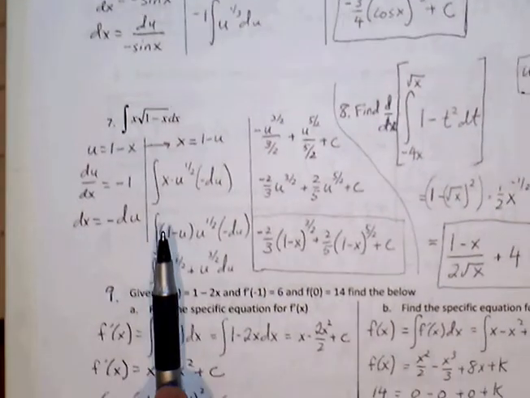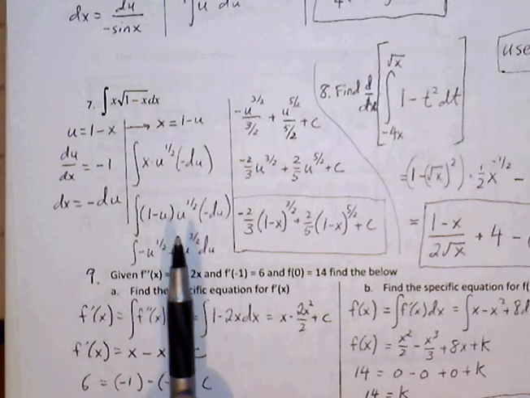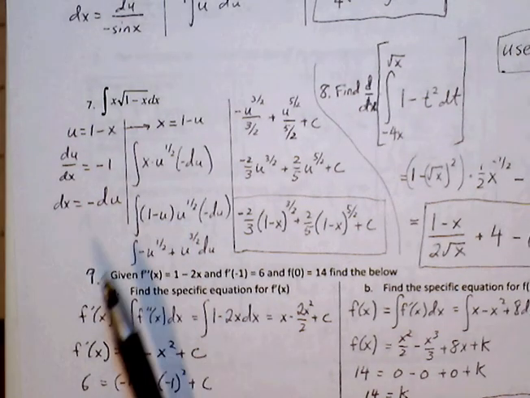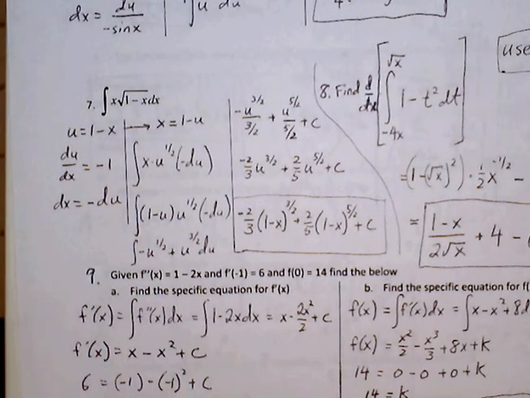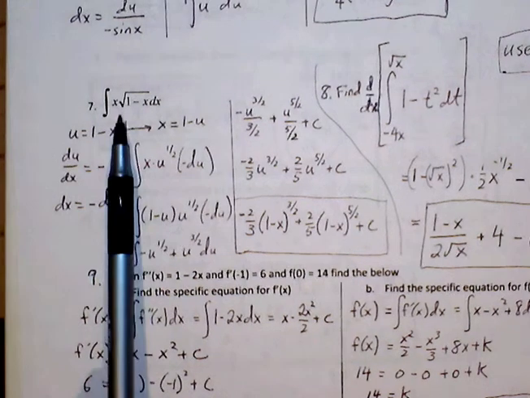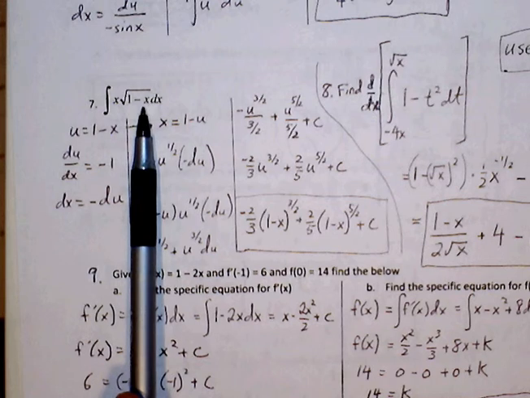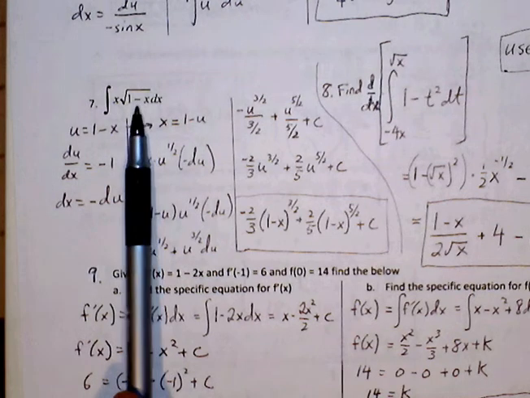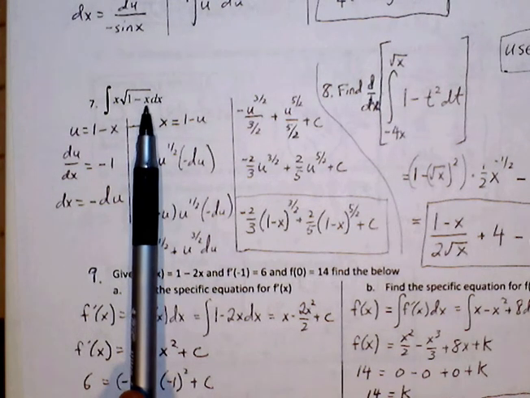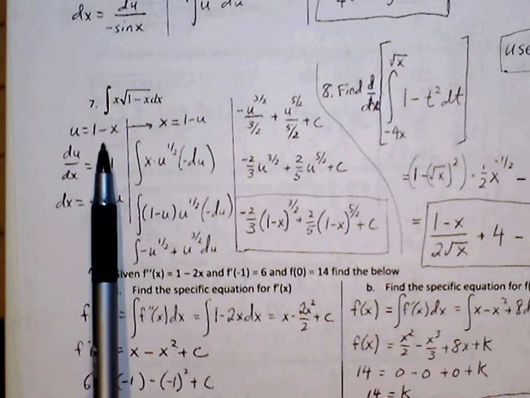All right, number 7, indefinite integral of x times the square root of 1 minus x. We can't just use power rule. We can't distribute the x through. So we look at what's inside the parentheses, inside the radical, and we let that be the u value. So u value is equal to 1 minus x.